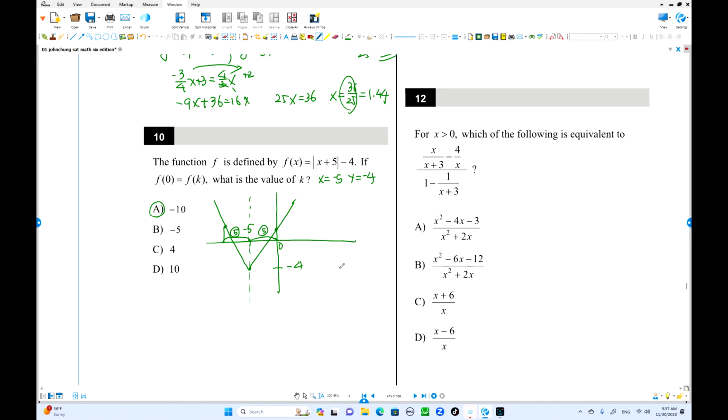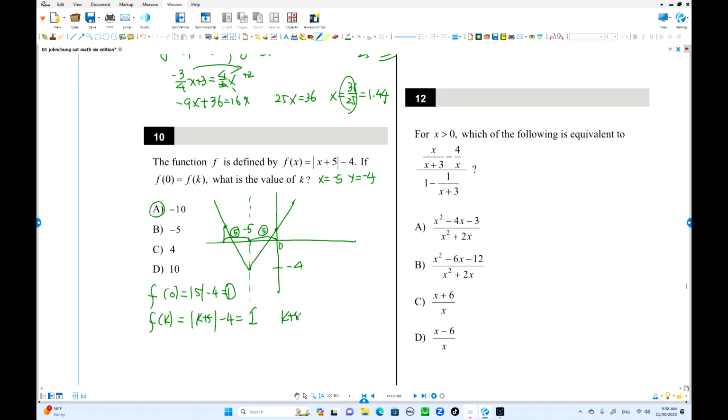Well, you can solve this one algebraically. Put this number 0 there. When x equals 0, that is what? Absolute 5 minus 4 equals 1, right? It should be equals 1 there. Put this number k again. F of k equals k plus 5 and minus 4 should be equals 1. You can solve it this way, okay?